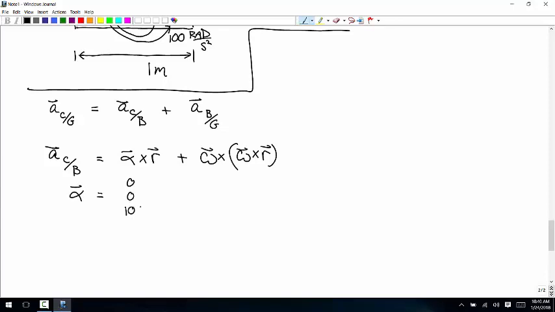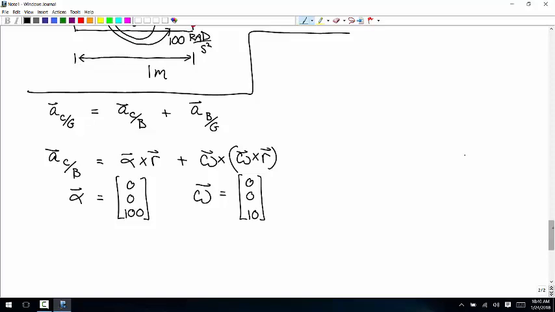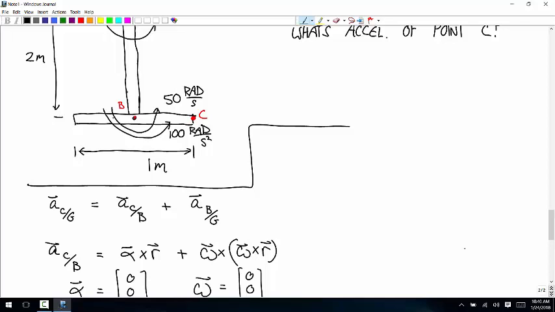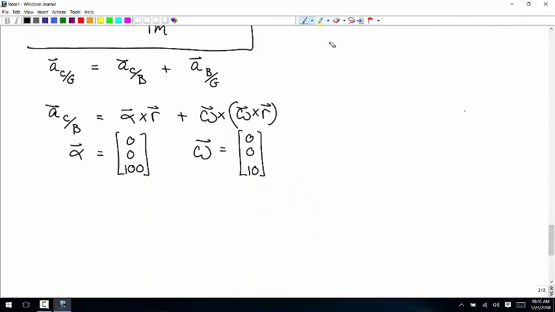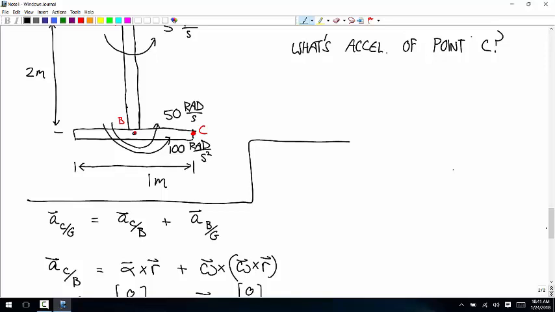Alpha is 0, 0, 100. Omega is 0, 0, 10. I am first doing the acceleration of C relative to B. So we're talking about, oh, it is 50. Sorry. And then R. What's that R vector going to be? Yep, 0.5, 0, 0. So it doesn't matter that this thing is a meter long because the center of the rotation is this.